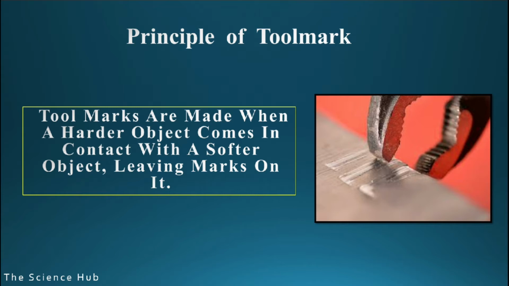So now, what is the principle of tool mark? Tool marks are made when a harder object comes in contact with the softer object, leaving marks on it.